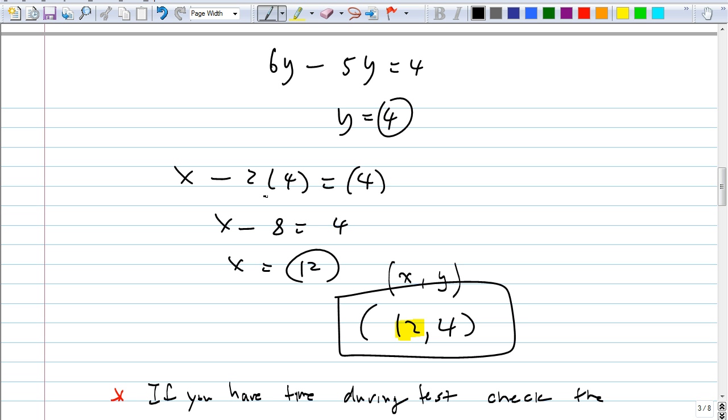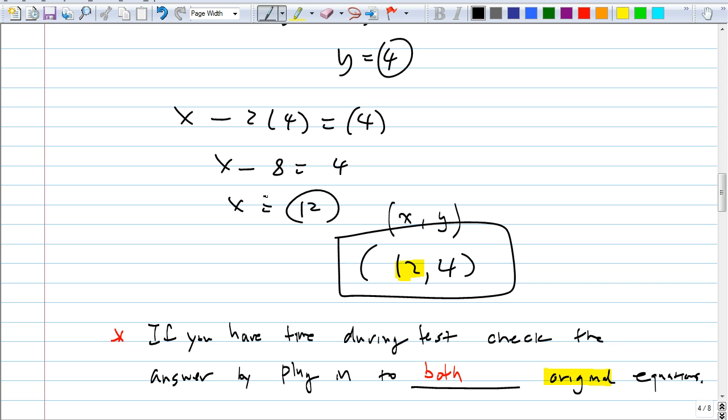Because that's where they intersect, it has to work for both. Exactly. You have to plug into both original equations, because it may work for one. Does that necessarily mean it's the solution for the other one also? No. How many solutions does one line have? Infinitely many. These are ordered pairs, right? That makes up the whole line. It could be true for that one line, but it may not be true for the other.